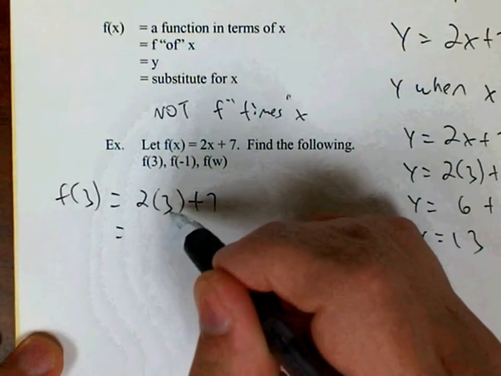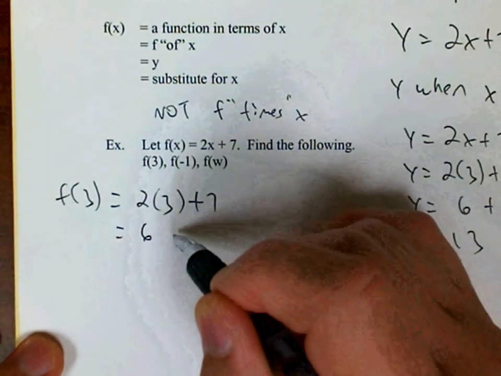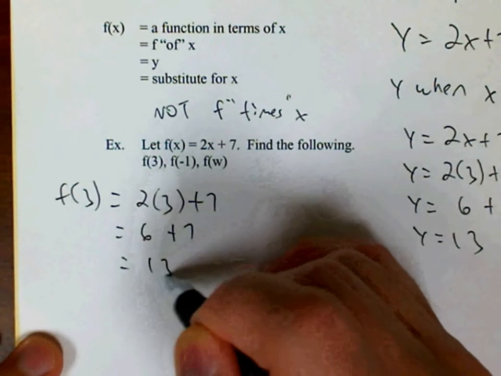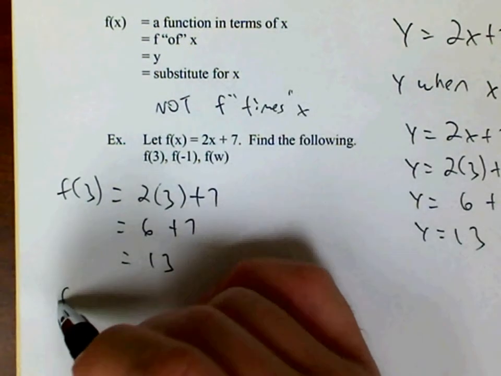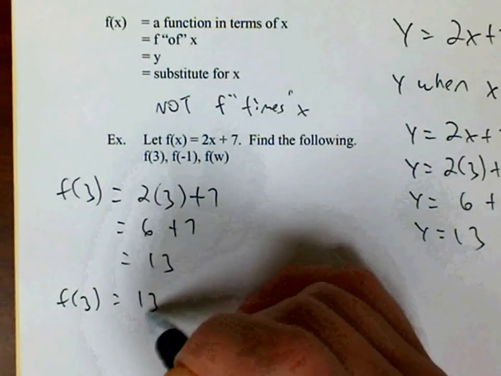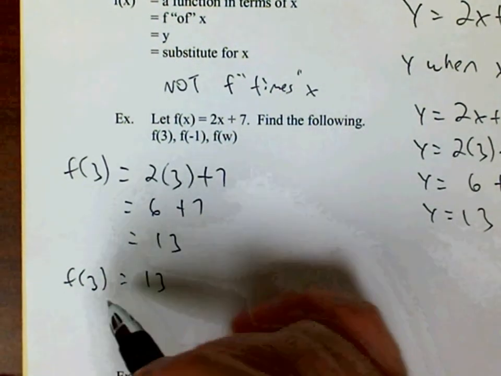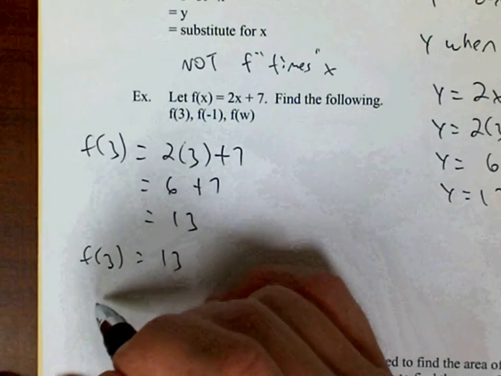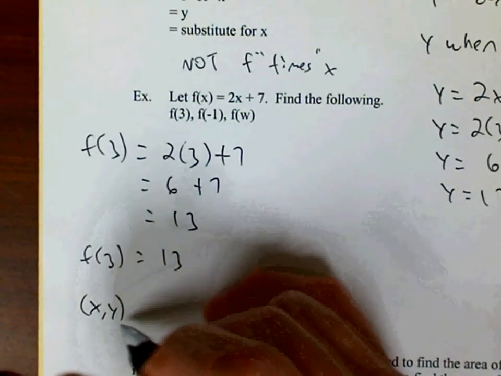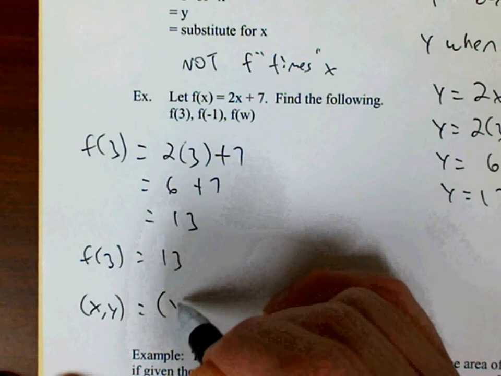Order of operations says you multiply first. 2 times 3 is 6, and 6 plus 7 is 13. So all it's saying is that f(3) is 13. If you want to see what that means, that's the same thing as saying if x is 3, then y is 13. We know that points are always x comma y, and now they're also x comma f of x.